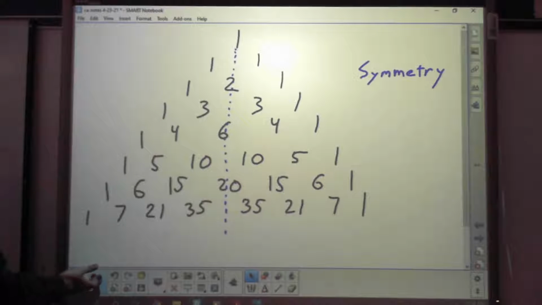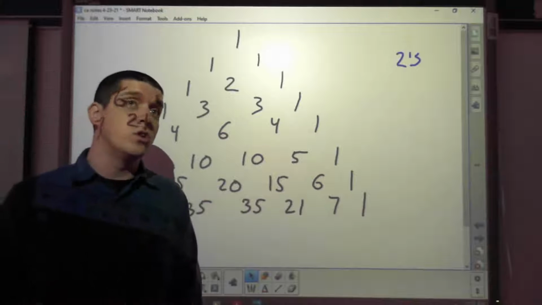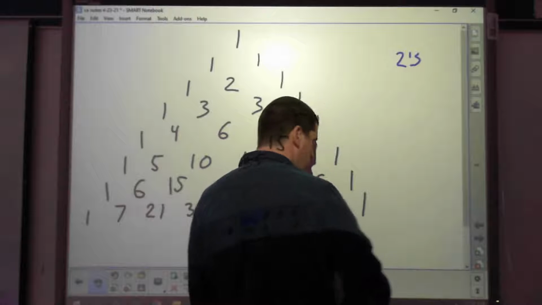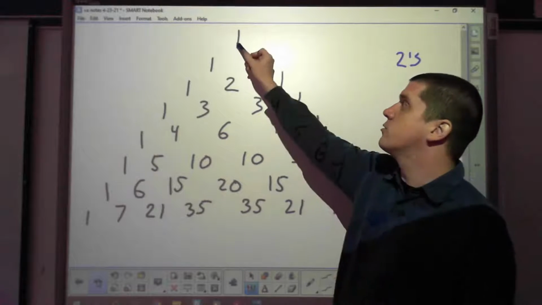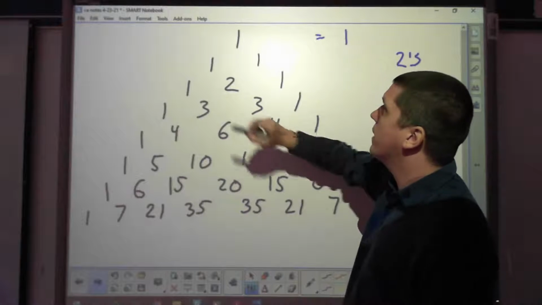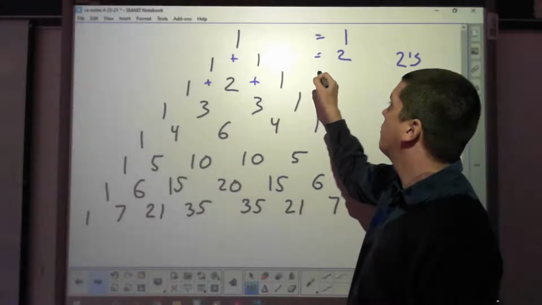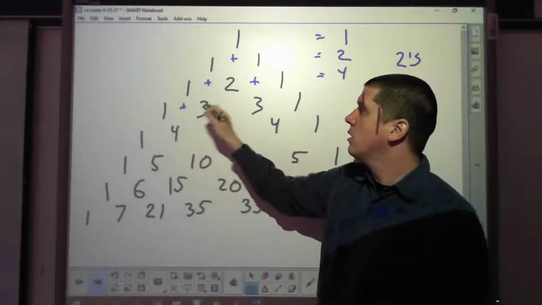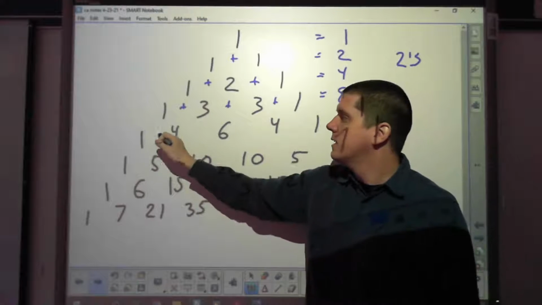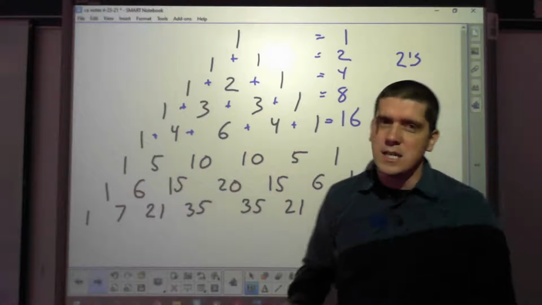But then a few other people noticed some things as well. There's a thing called the twos trick. If I go ahead and add up the numbers in this row right here, I end up with a 1. If I add those up, I end up with a 2. I add those up, I get a 4. I add those up, I get an 8. I add these up, I get 16.